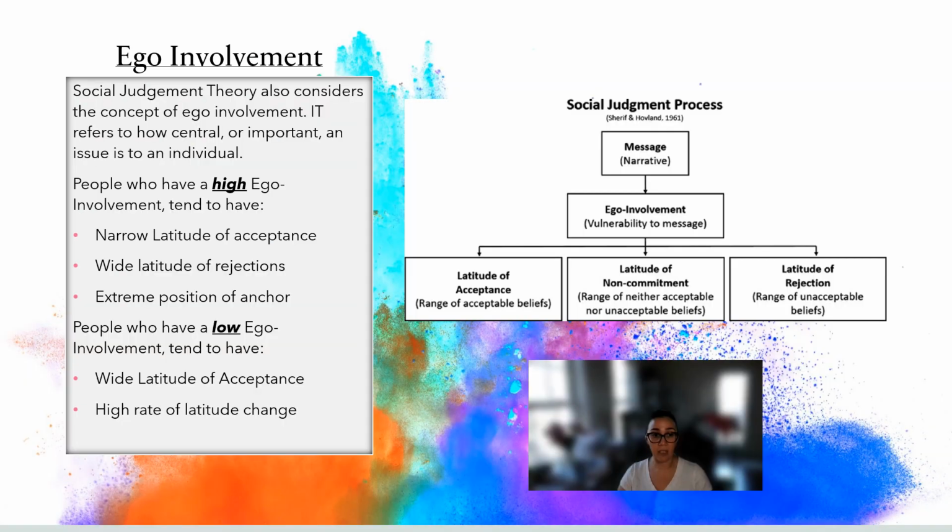So social judgment theory is going to highlight the ego, as we see here. It considers the concept of ego involvement, as we just touched on. It refers to how central or important an issue is to an individual. So if somebody has a lot of knowledge in something, they're going to be very stuck on what their beliefs are within that subject.